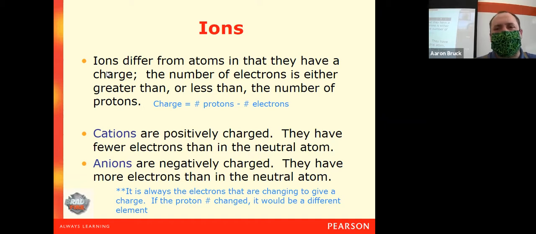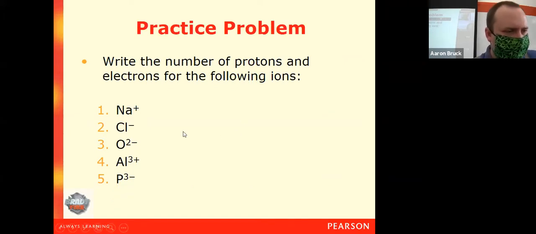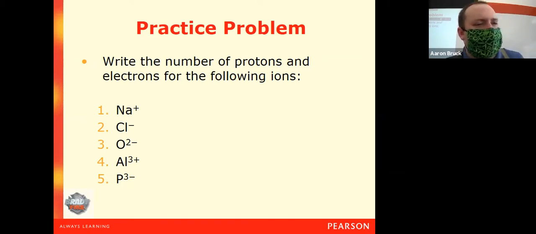So we're going to close up today by looking at the same kind of problems that we just did, but now accounting for charges being present. Here I have 5 charged particles: sodium plus, chloride ion, oxide ion, aluminum 3 plus, and phosphide ion. What we need to do is identify the number of protons and electrons in each.